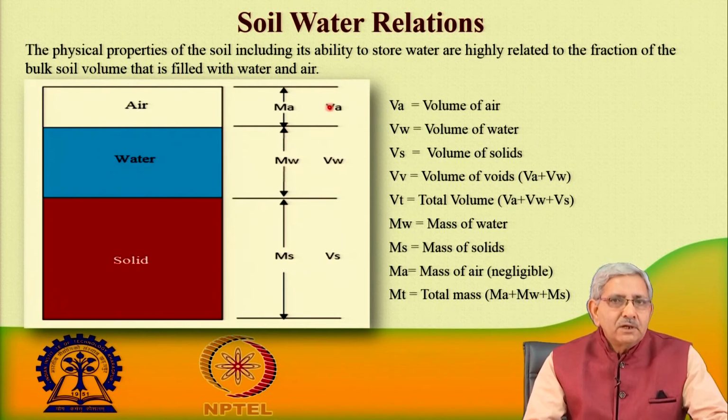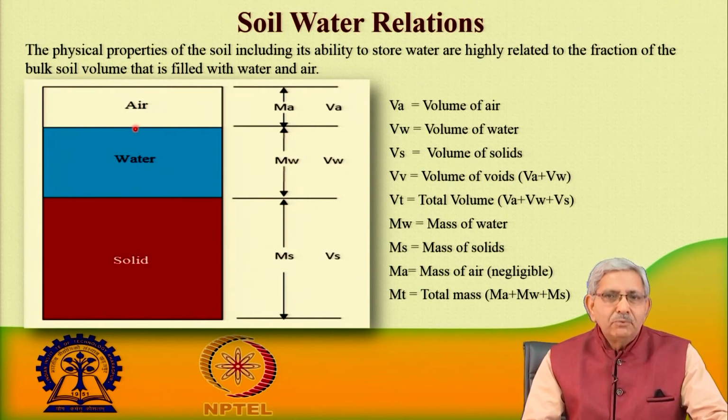This can be expressed in terms of mass of air. This pore space consists of air, and it can consist of water. That depends on how much pore space there is. If it is completely dry soil with no moisture content, the entire pore volume is full of air. So, V A plus V W is simply V V, that is the total volume of void.